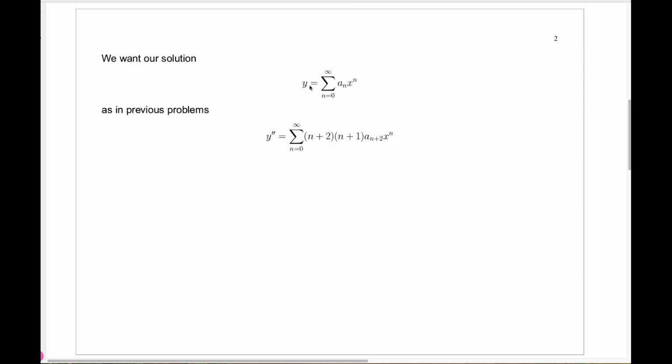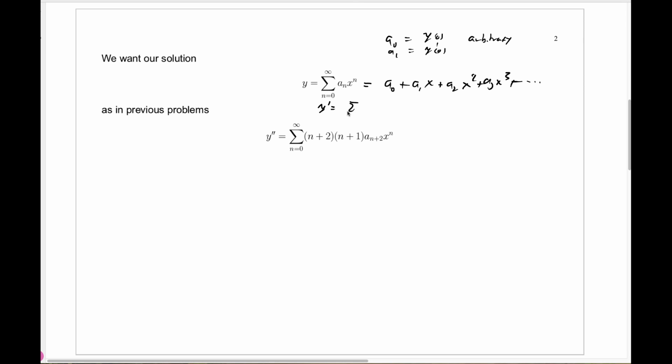We want to have our solution of this form, y is the sum of a sub n x to the n. That would be a naught plus a1x plus a2x squared plus a3x cubed, etc. And the good way to think about this is a naught is just y of 0, of course, and a1 is y prime of 0. The claim is that these should be arbitrary. And then in order to have y satisfy the differential equation, all the other coefficients should depend on a naught and a1.